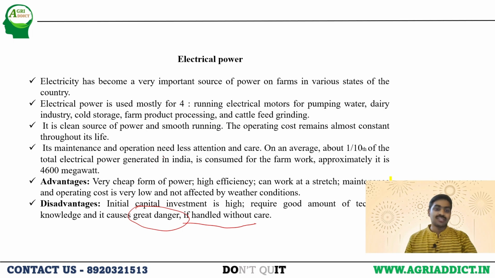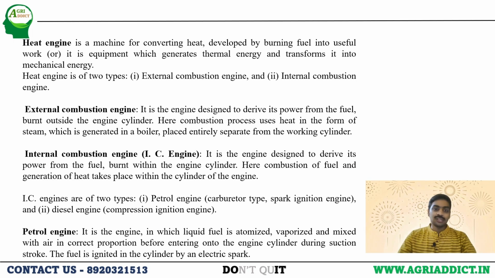Okay, and its maintenance and operation need less attention and care, but the handling and the technical knowledge required for this maintenance should be high. And in general, on an average, about 1/10 of the total electric power generated in India is consumed for farm work. If it is asked how much of the generated electricity is used for farm work, it is 1/10 of the total production of electricity, that is approximately 4,600 megawatt. It is being used.